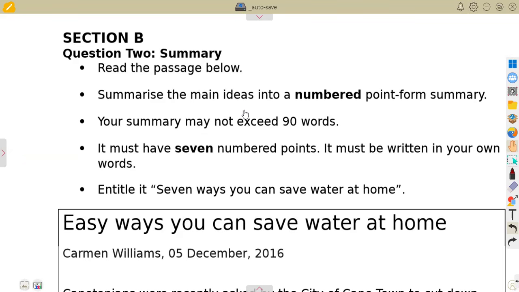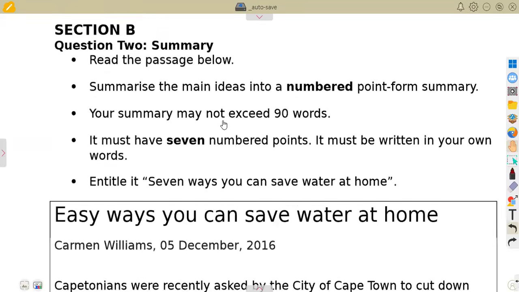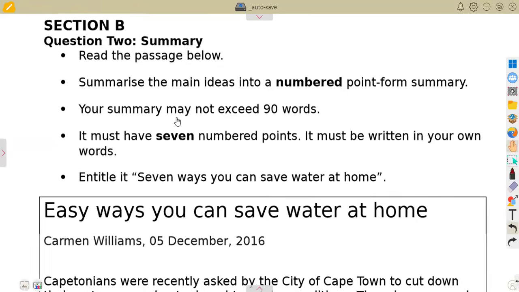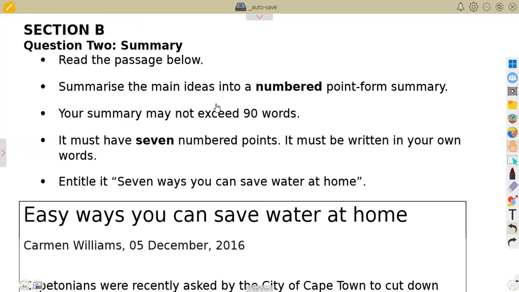And how can we ensure that we are not losing marks as we go through this? One way is to adhere to, or stick to, the guidelines that are stipulated. One of the guidelines says that in this summary, you are to read the passage below, to ensure that you already know what you are talking about. The second aspect is to summarize the main ideas. The main ideas must be summarized into numbered point form.